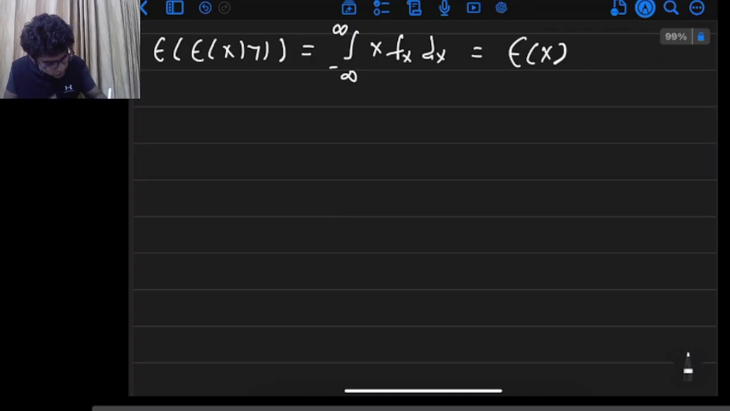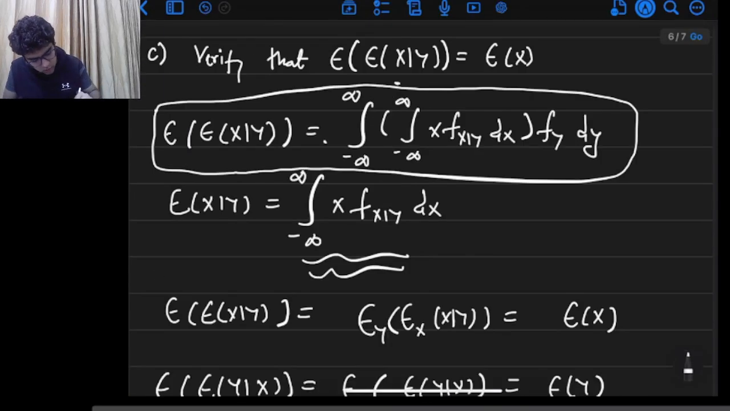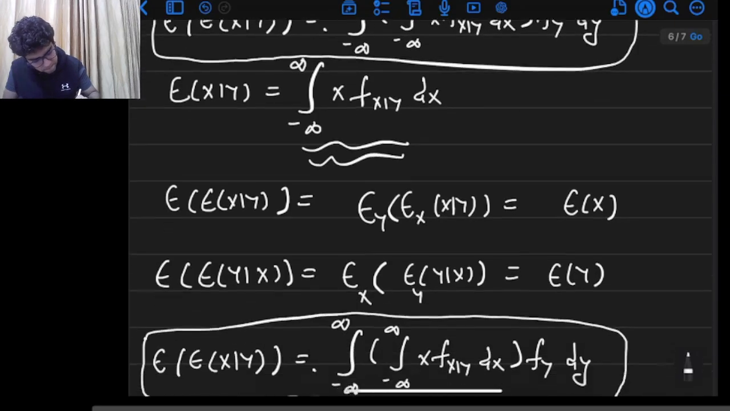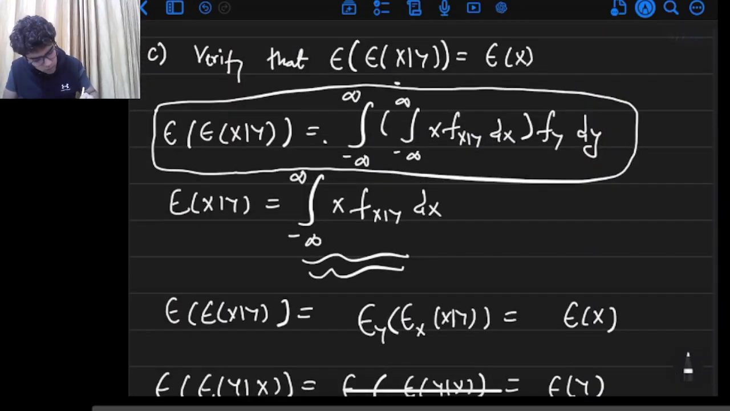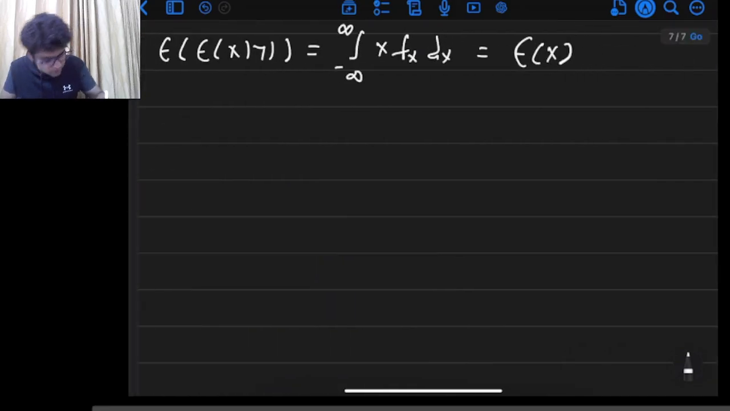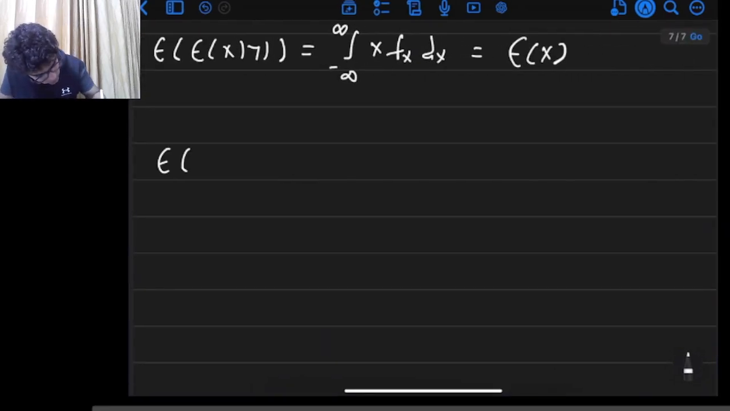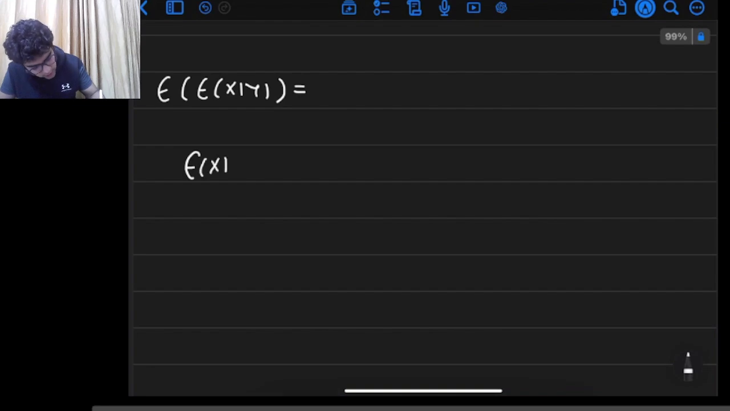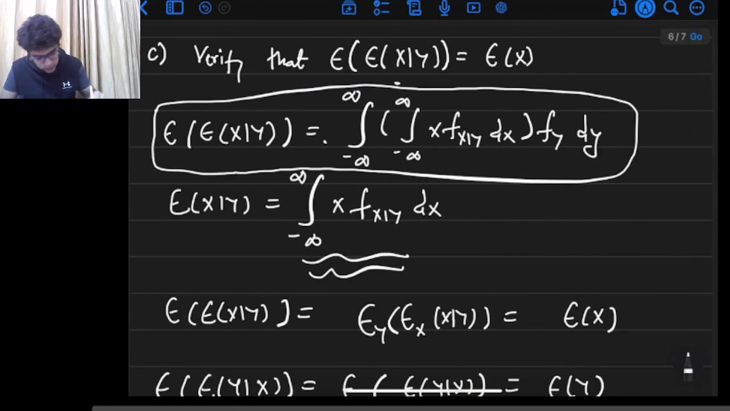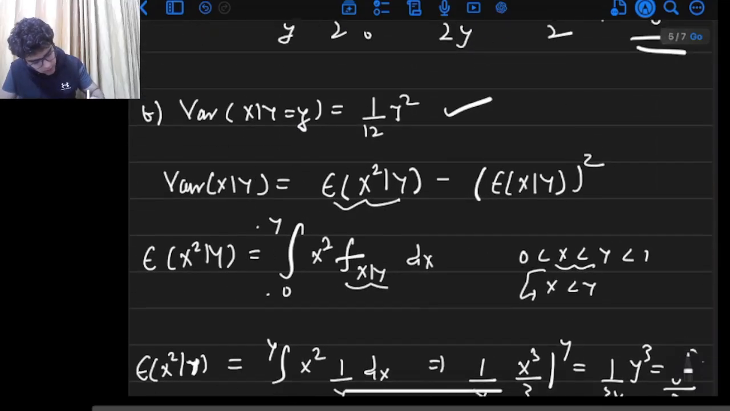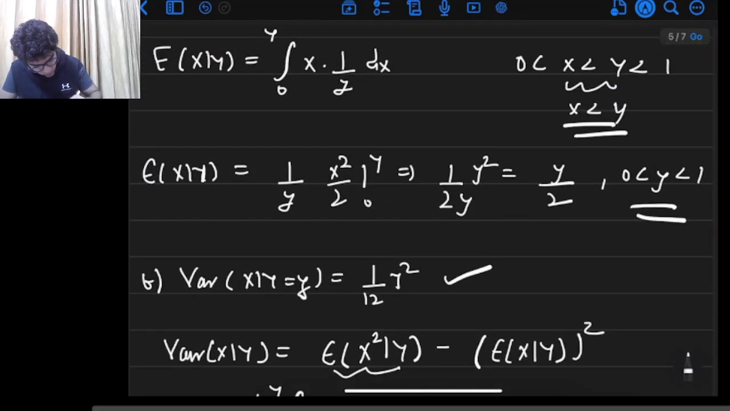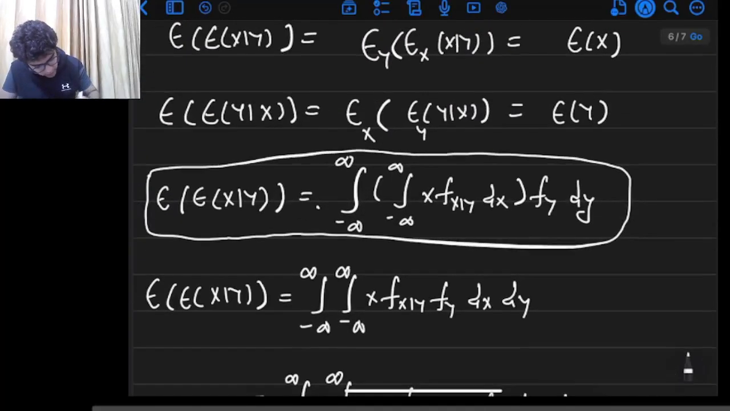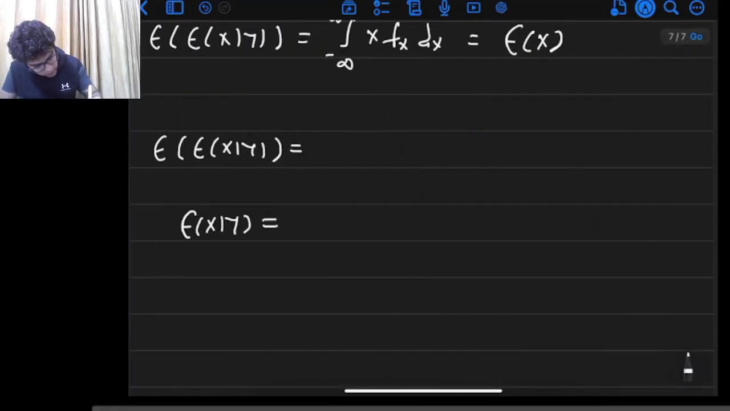Right, so let's just solve the question now. So now we need to verify this, right? Let's just find this now. Our expected value of x conditional y, that we found in our question, was y by 2. So this was y by 2.